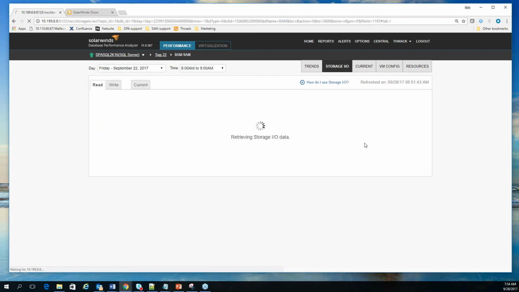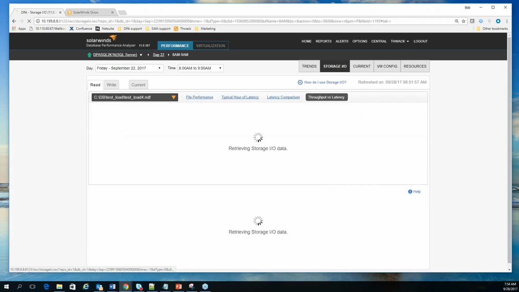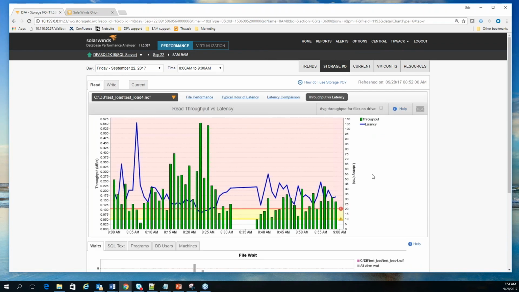I can select one of the files specifically, and this throughput versus latency is one of my favorite charts. This shows me the latency experienced on this specific file versus the throughput. The latency is how long it takes the operating system to service my read request from a database. The green, or the throughput, shows me how much volume I am shoving through to this file. A lot of times you will see these are inversely related. The longer it takes, the less data or volume I can get through to my storage subsystem.